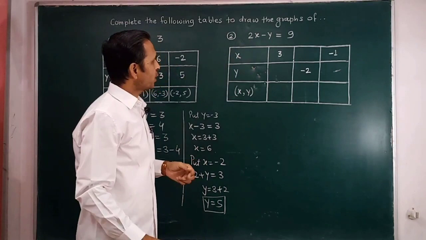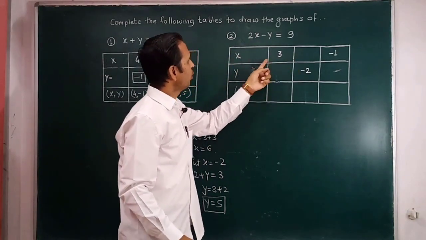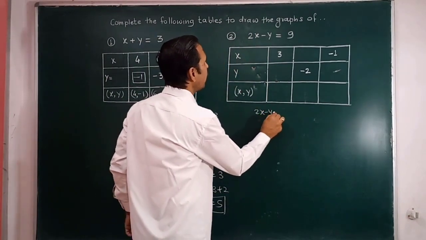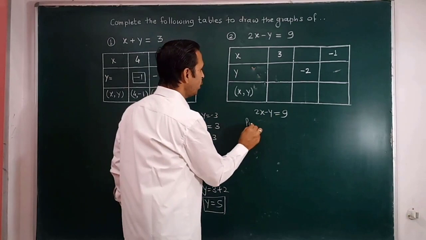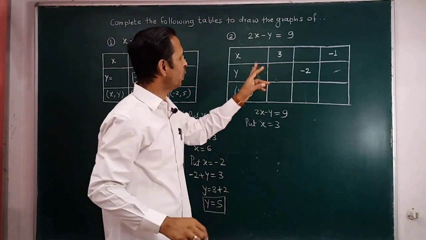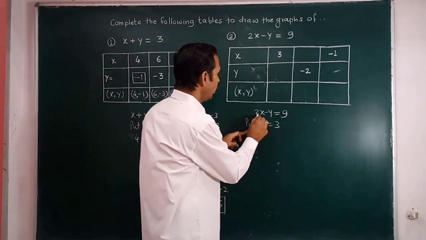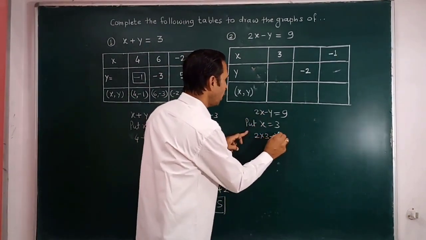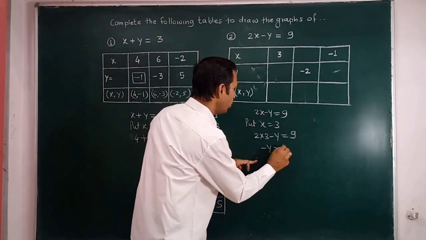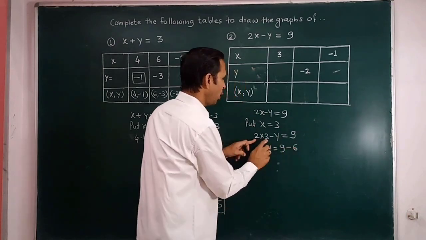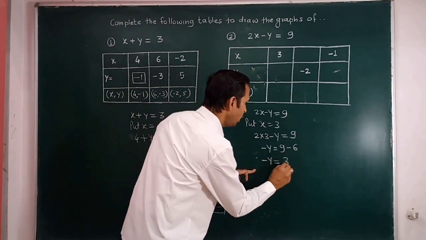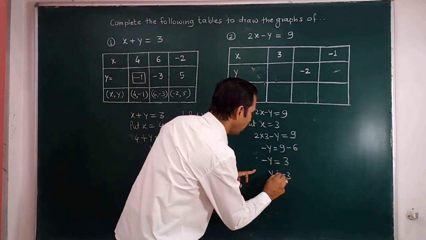Now for the second equation, again some of the values of x are given. In this equation, 2x minus y is equal to 9, put x is equal to 3, because we are given the value of x is equal to 3 here. So 2 into 3 minus y is equal to 9, and hence minus y is equal to 9 minus 6. 3 into 2 is 6, 9 minus 6, and so minus y is equal to 3, and that's why y is equal to minus 3.